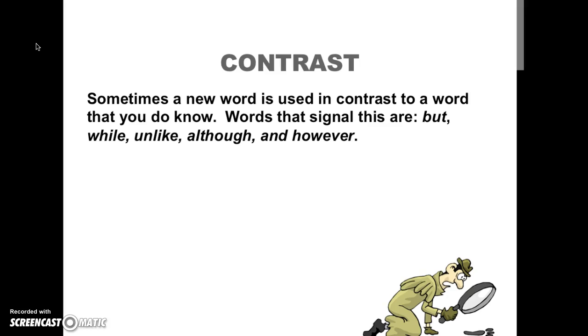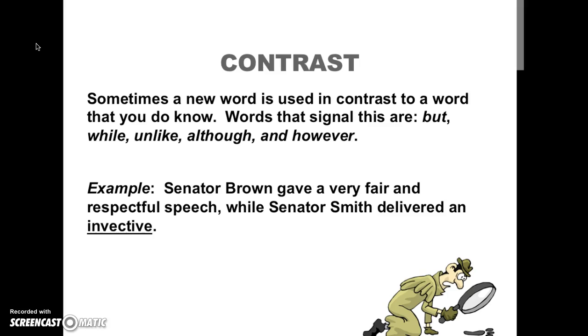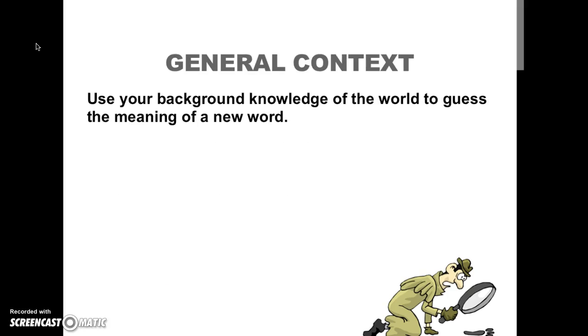Now, contrast. Sometimes a new word is used in contrast to a word that you do know. Words that signal this are but, while, unlike, although, and however. For example, Senator Brown gave a very fair and respectful speech, while Senator Smith delivered an invective. We see while here, so we know there is a contrast, a word that means the opposite. Now, what is the opposite of invective in this sentence? It means not respectful, the opposite of respectful. So, a contrast.